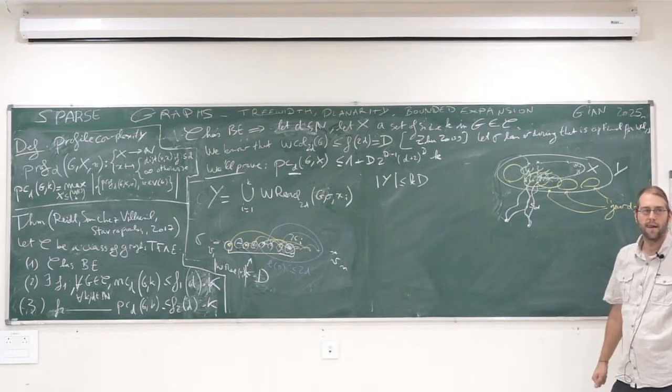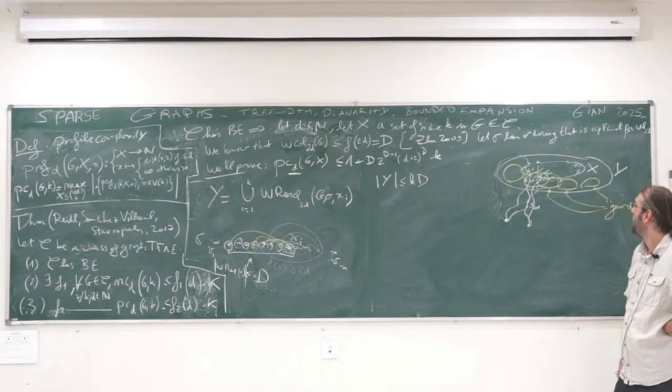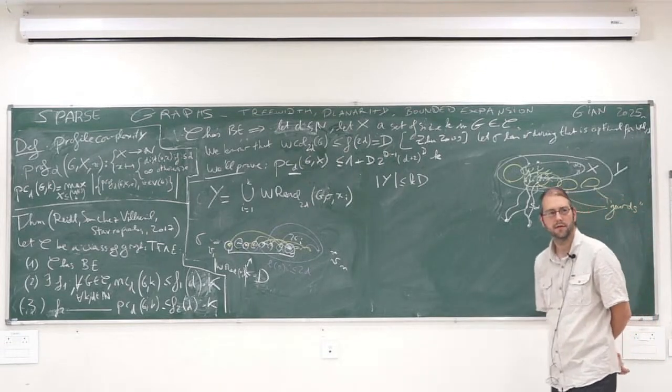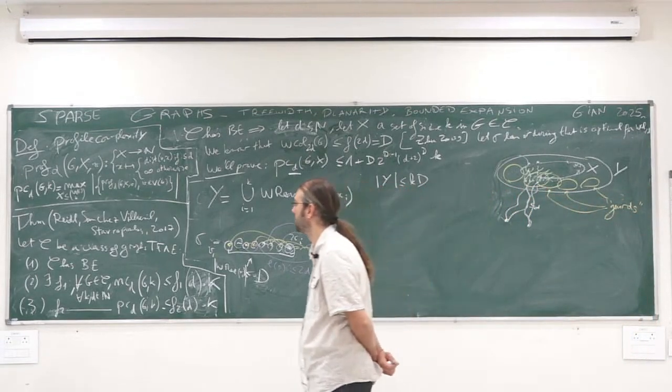If we take the neighborhood of x, that's a single guard, right? For every vertex. Yes. Root of x.